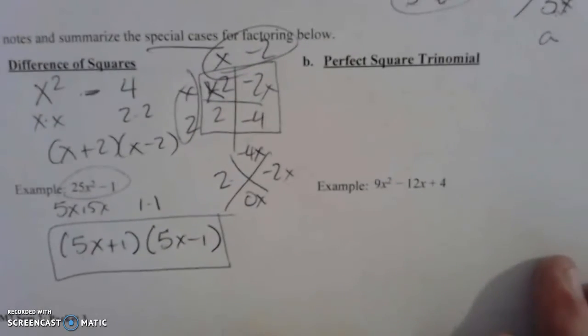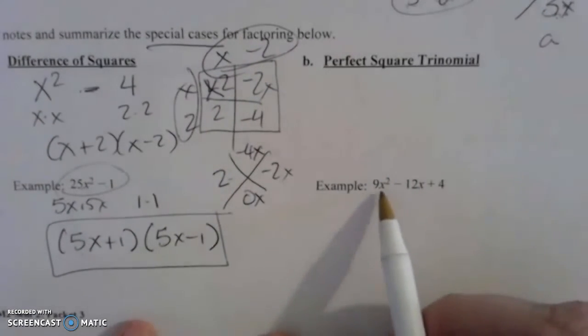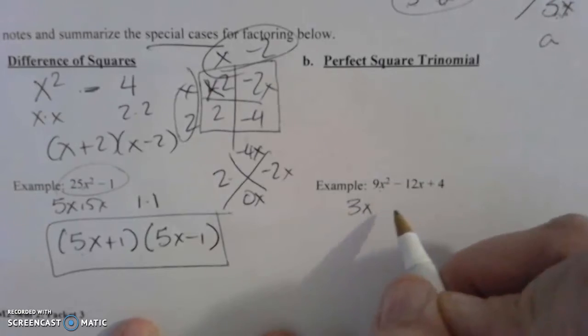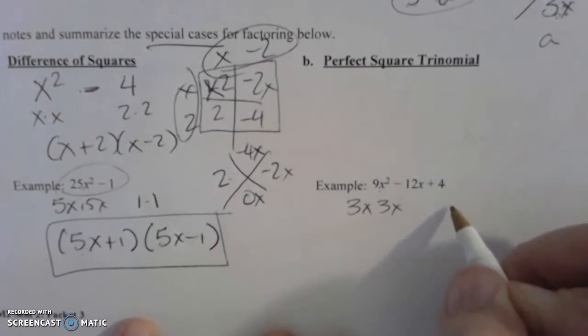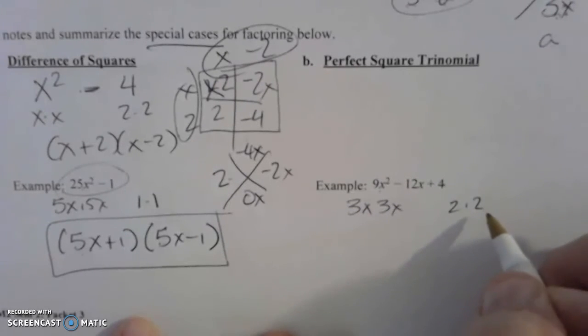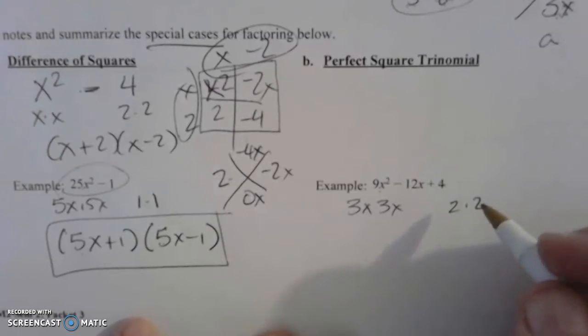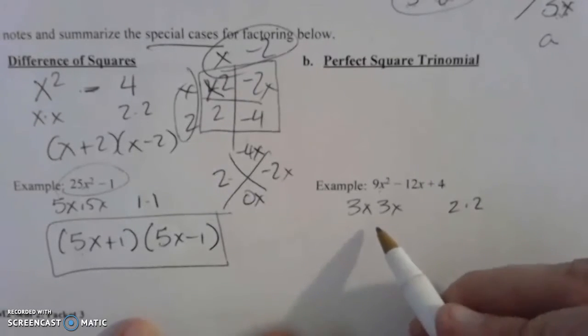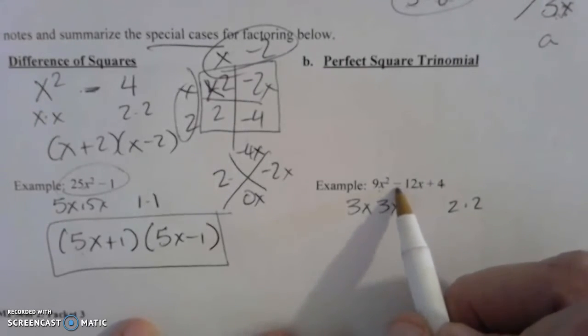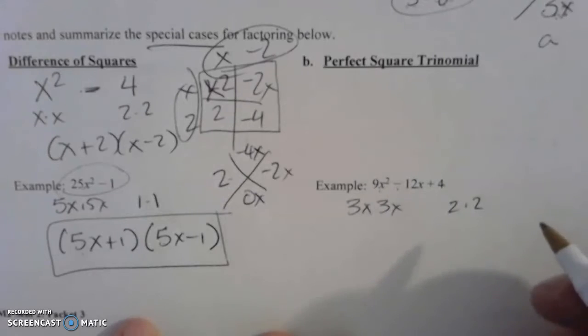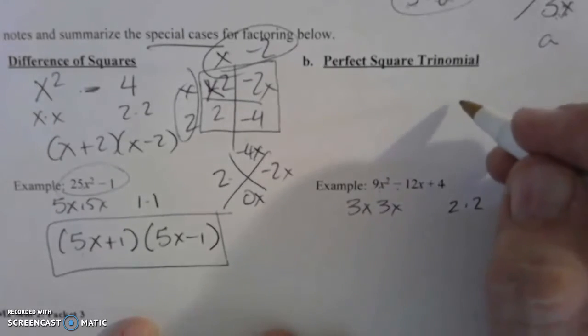All right? And then this one's not quite as obvious, but if this is a perfect square, so you have 3x times 3x, and this is 2 times 2 makes 4, then you can write that as 3x minus, because there's a minus there, minus 2 quantity squared. But let me show you why that works.